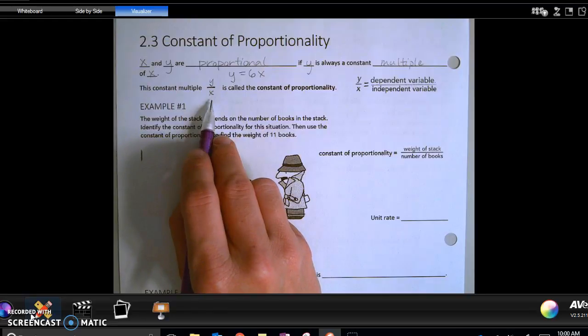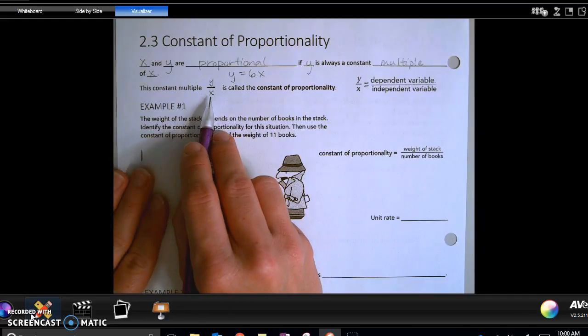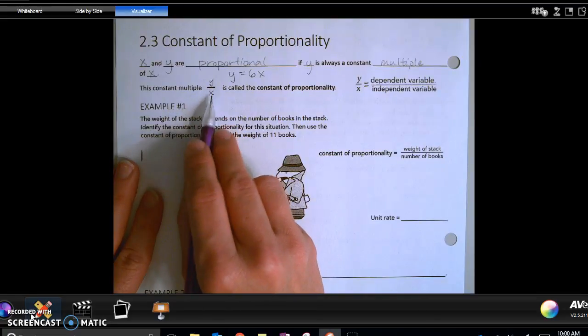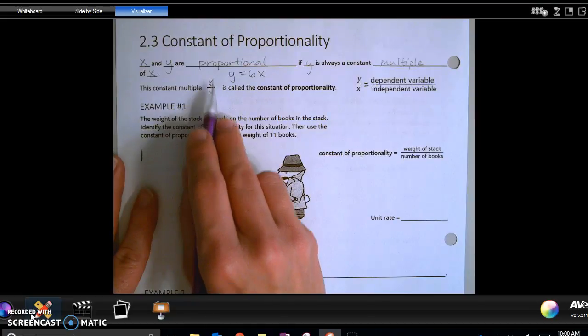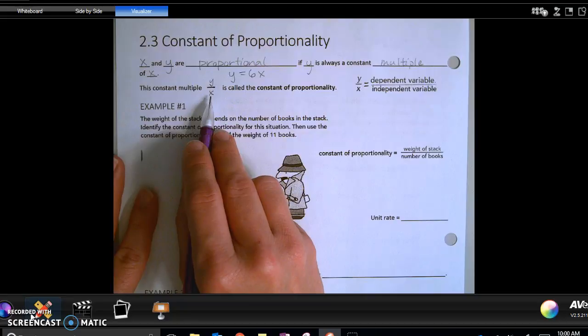The good news is we've already learned about this because when we were examining relationships in tables, this is what we looked for. In our XY table, we added a third column where we compared the ratio of y to x. And we said if we have a constant ratio of y to x and they all reduce to the same ratio, then we had a proportional relationship.